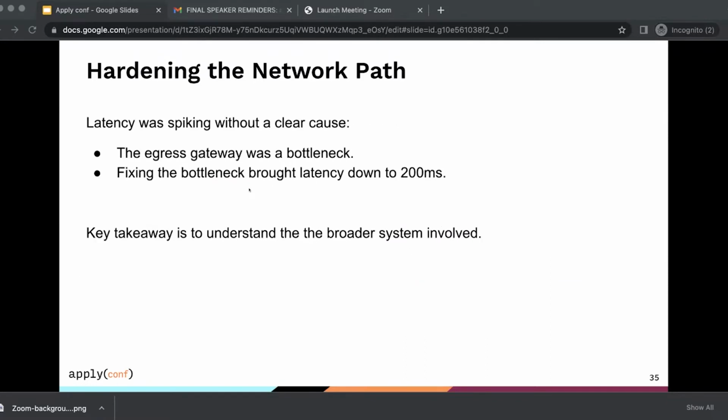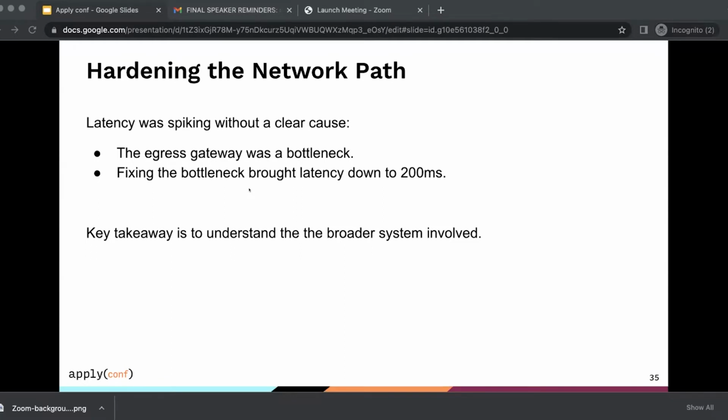So first things first, hardening the network path. In our initial load test, we were seeing really bad latencies, and sometimes it would spike without an obvious cause, right? We would look at the rest of our metrics at Weaver, and it didn't seem like anything was driving that latency. It really didn't make sense. So it turned out it was actually a bottleneck in another system. In this case, it was the egress gateway, which controls traffic flowing out of our cloud. And that turned out to be a huge bottleneck.